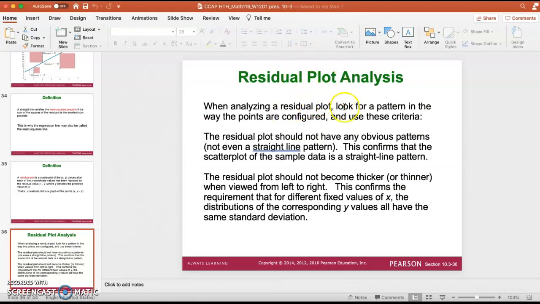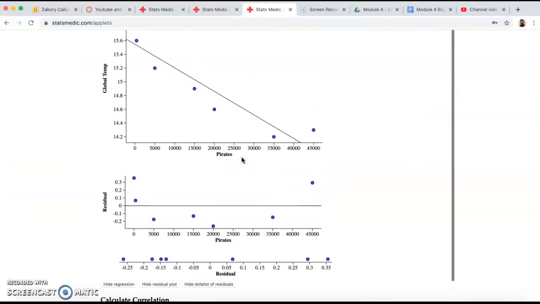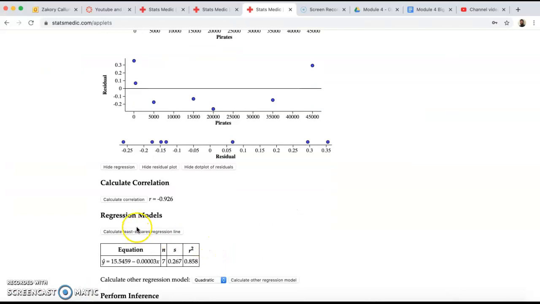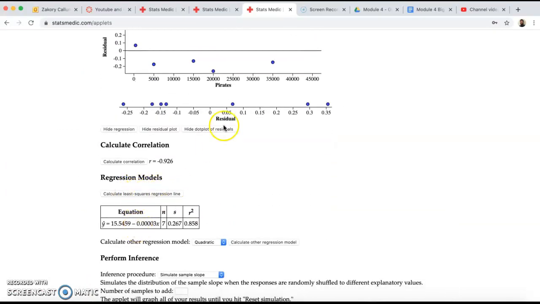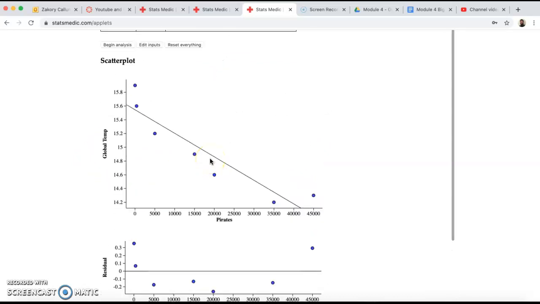Now, when you analyze residual plots, before I talk about the analysis, just keep in mind that the StatSemantic applets we used from before, when you click to generate the regression models, automatically come up with the residual plots for you.